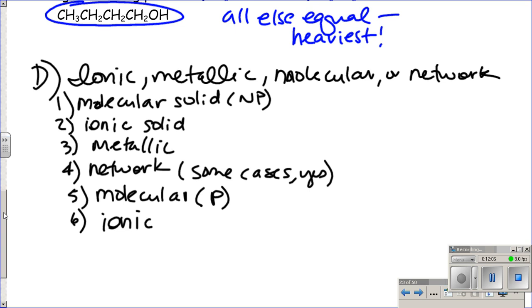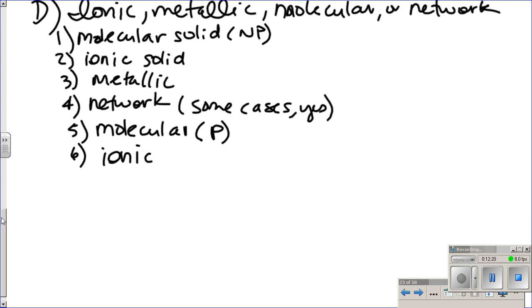But then it says does not conduct electricity. Some of them do, actually. Which ones of all your network covalents conduct electricity? Was that in your videos or am I going over that today? I might be going over that today. Okay, we'll go over that today. I can't remember what you guys did in your videos now.